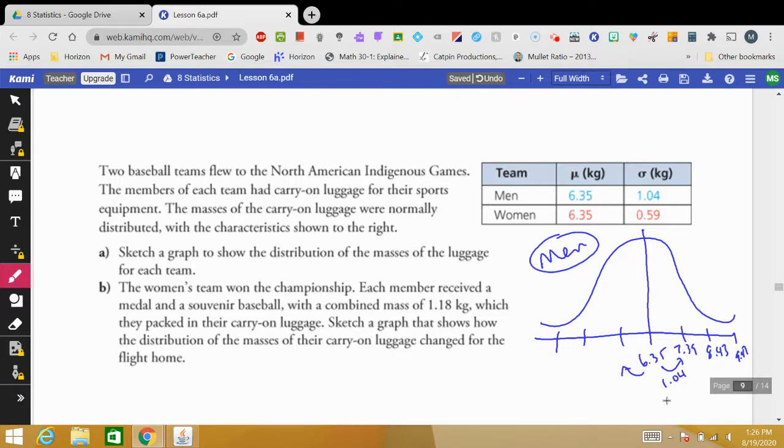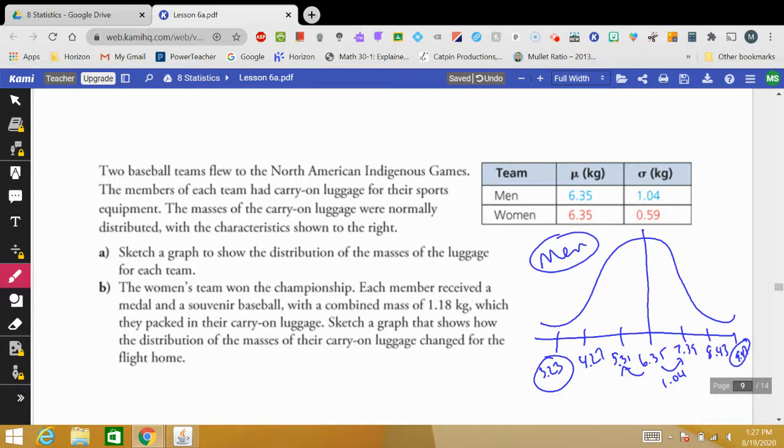Okay, and then if I do the same thing now with subtract, I get out 5.31, 4.27, and 3.23. So that's how the men's stack out. So 99.7% of the men's luggage is weighing between 3.23 kilograms and 9.47 kilograms.